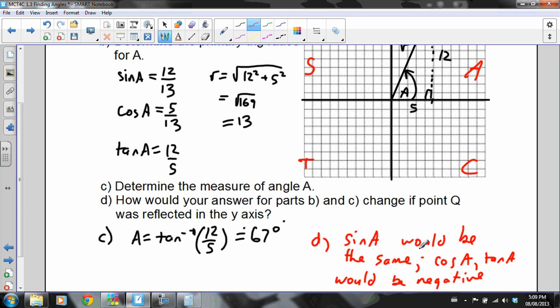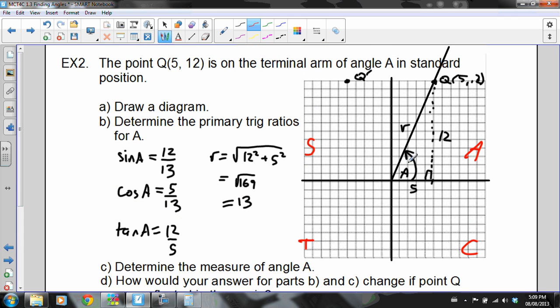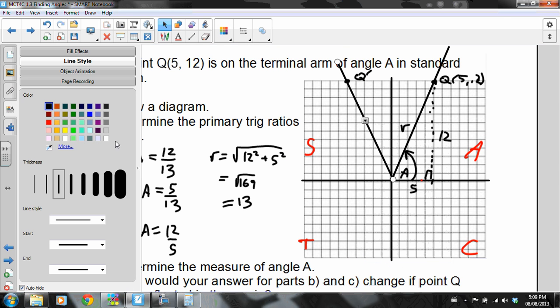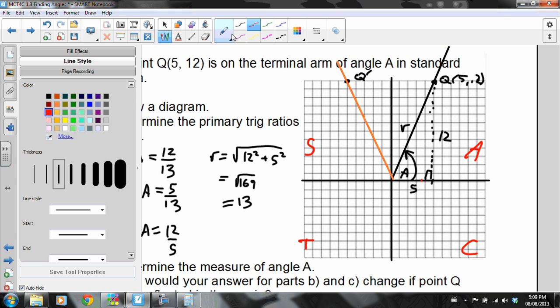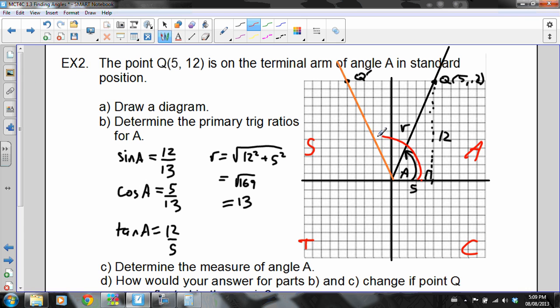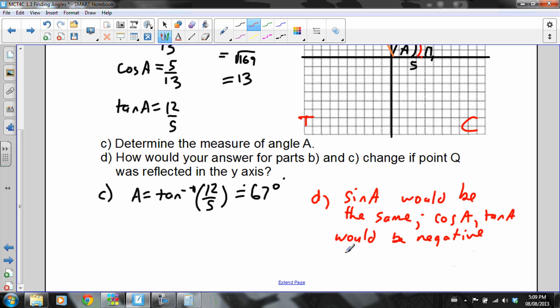And what would the angle be? Well, we'd still have the same reference angle, it's the same triangle. It's just this angle here. I'm going to even make that red. Why not? That angle there, the new A, is just 180 minus the reference angle. The reference angle was 67. It's 113 degrees. And that's it for today.